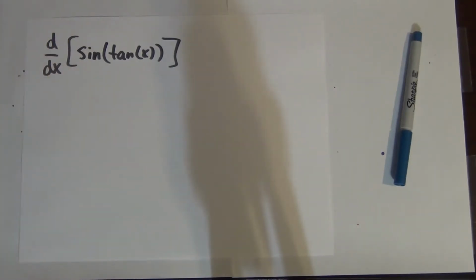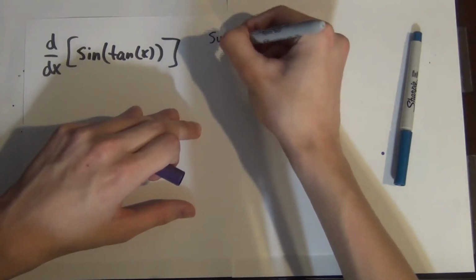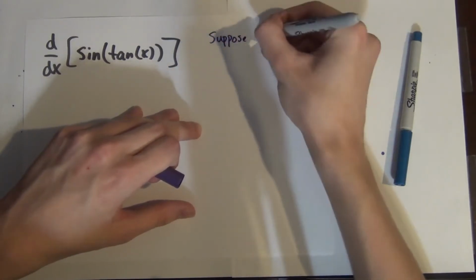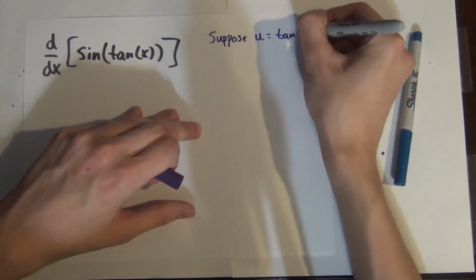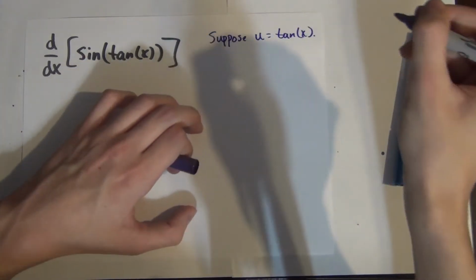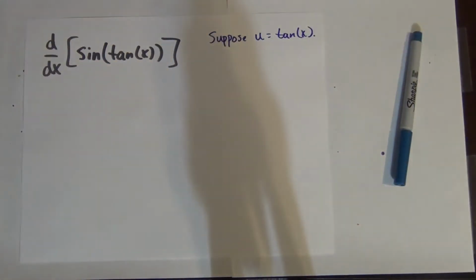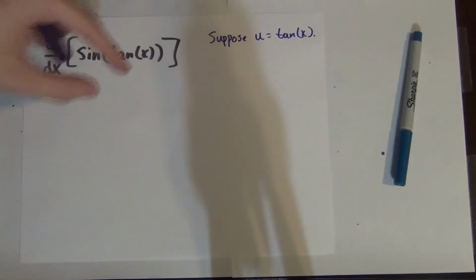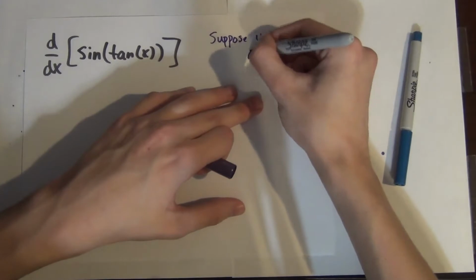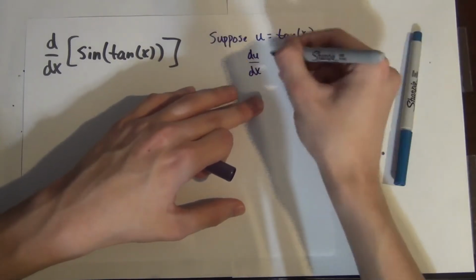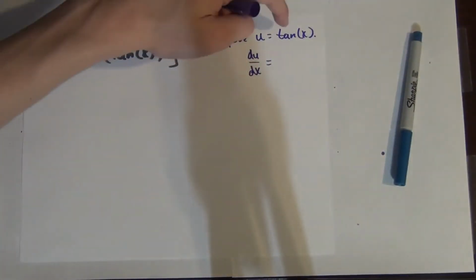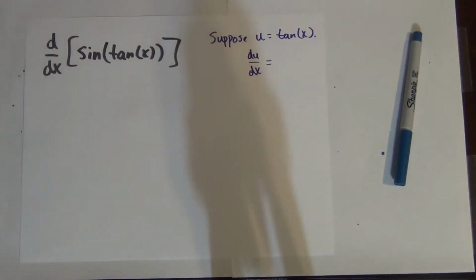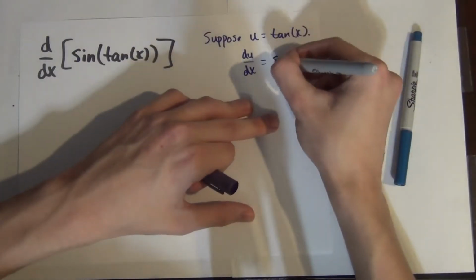Okay, so the first thing I'm going to do is I'm going to let my inside function equal u and differentiate with respect to u. So suppose u equals tangent of x. Now, I know I'm going to need it later, but if I take the derivative of the inside function with respect to x, du dx ends up being, well, what's the derivative of tangent of x? Well, we know that's actually secant squared of x.